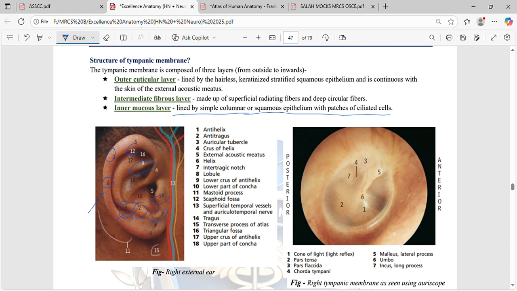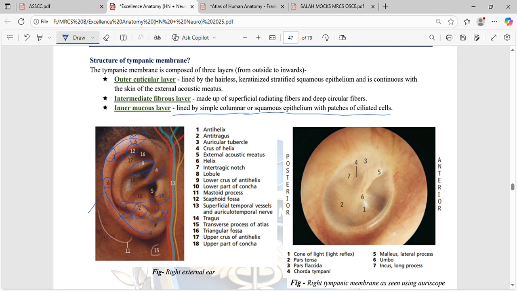The antihelix is continuous like this, and a small tubercle is called the antihelix tubercle, or it is also called the auricular tubercle. 4 is the crest of the helix. This is the crest of the helix.